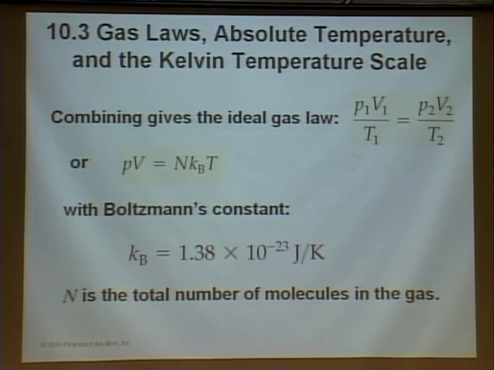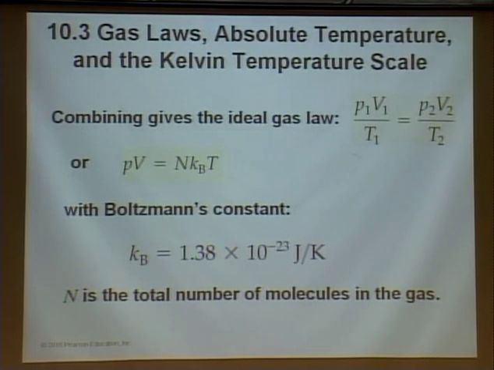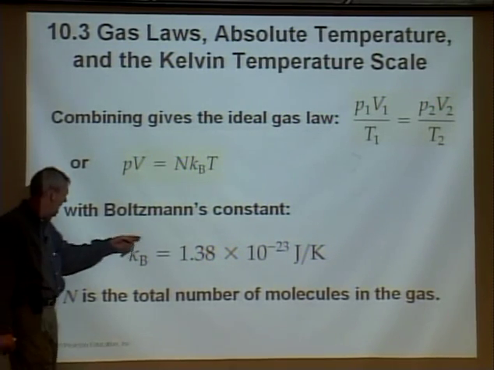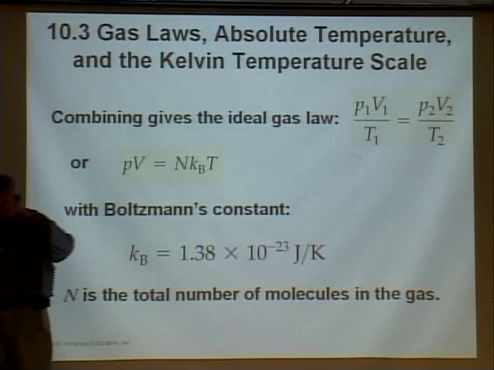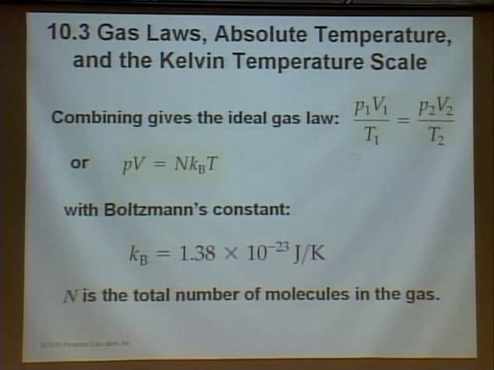And when we combine all these ideas, we get the ideal gas laws. Okay, and here it is at the microscopic level, where N is the number of molecules that we have, with Boltzmann's constant of 1.38 times 10 to the negative 23 joules per Kelvin. That's like the universal gravitational constant. Those are things to get it to come out even. And N is the total number of molecules in the gas.